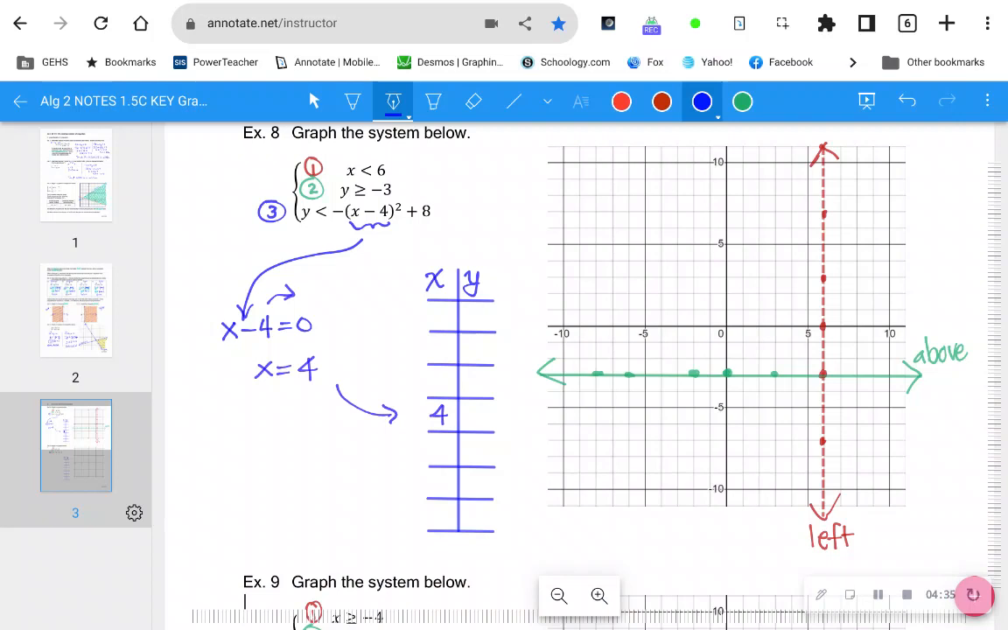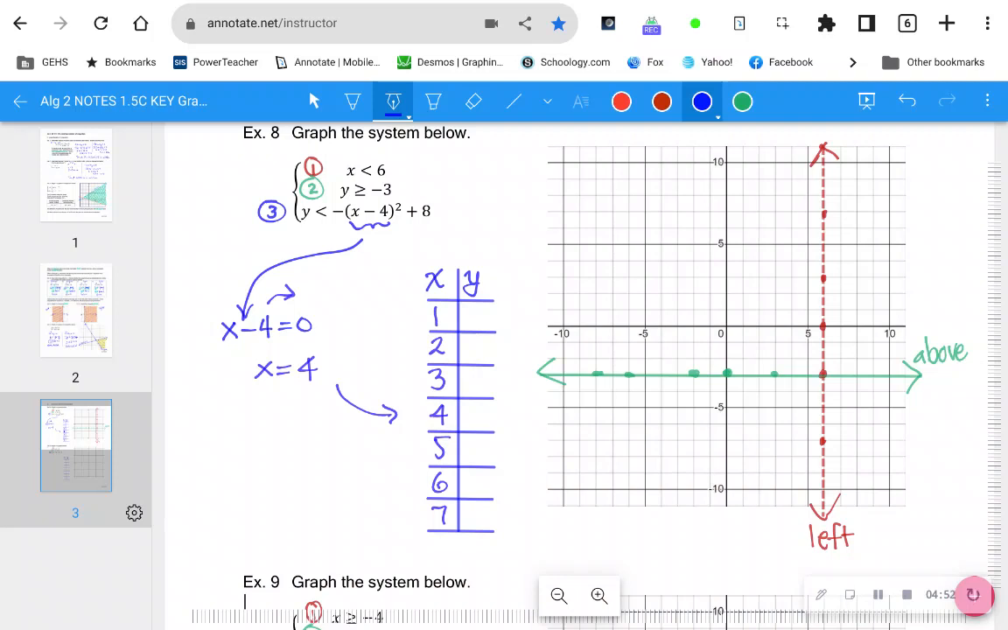Now some teachers only require you to do 2 points on each side of that middle one. I require 3. So we're going to go 5, 6, and 7 on the right, and then 3, 2, and 1 when you go the other direction.